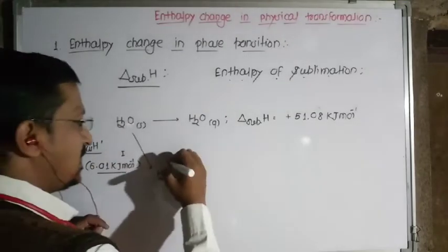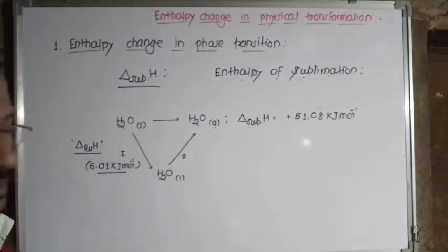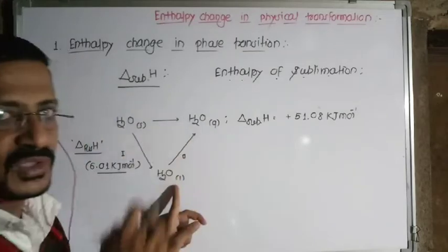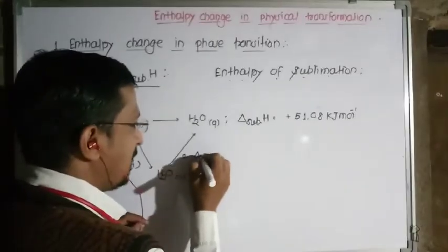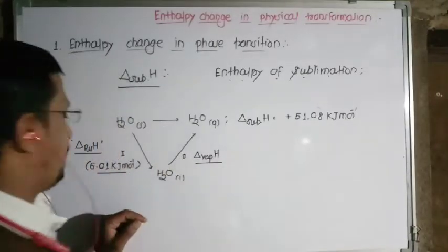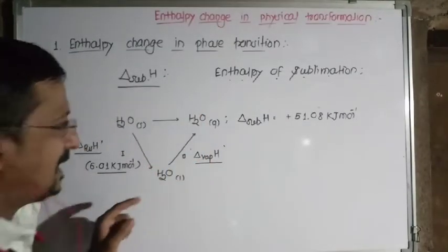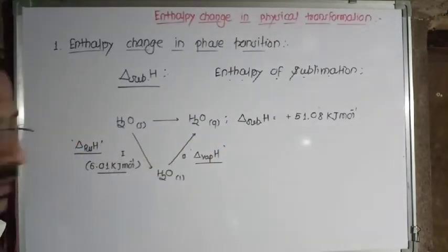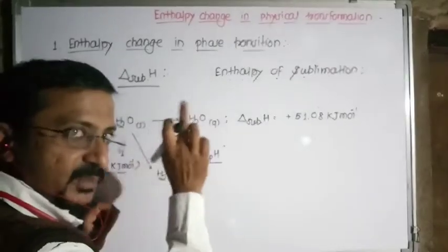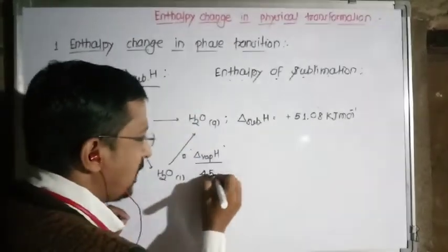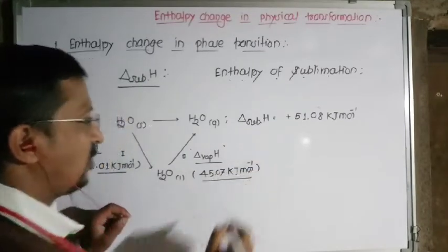Now in the second step, if I convert this H2O liquid, it converts into gaseous state. The conversion of liquid to gas is enthalpy of vaporization, delta vap H. The value for conversion of 1 mole of liquid into 1 mole of gas, we studied already. Is it positive or negative? Liquid's conversion to gas must involve bond breaking, so it is 45.07 kilojoule per mole. This much amount of energy has to be supplied.